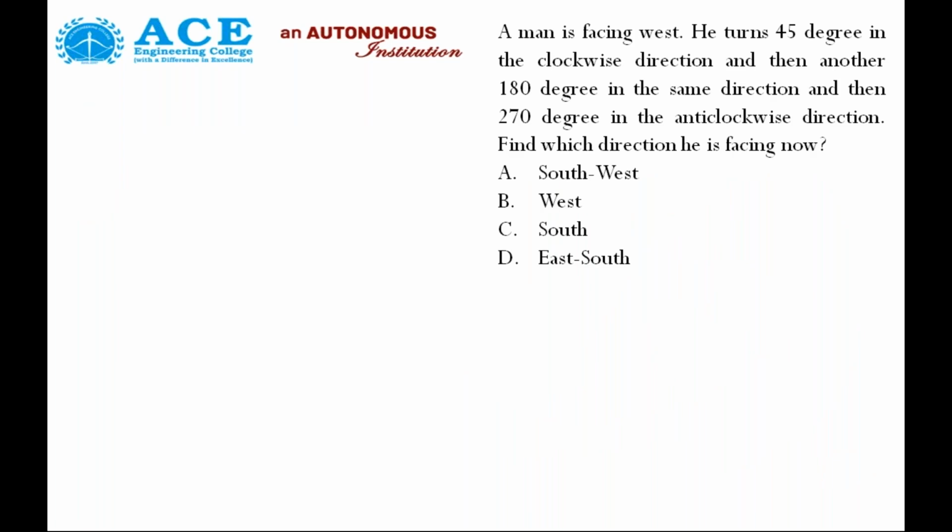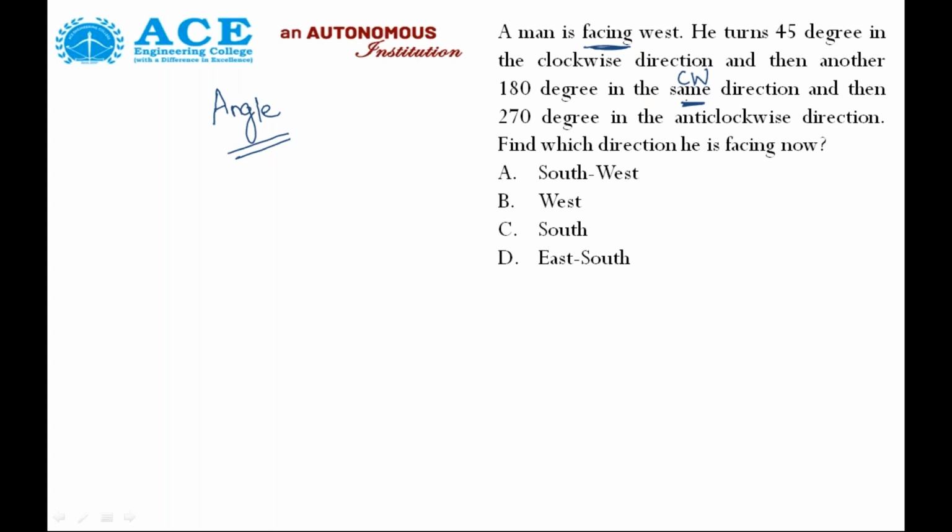Now see this first question, only one question related to angle. Okay, no need to waste your time. So related to angle, only one question we are discussing now. So here, a man is facing west direction. Okay, he is going 45 degrees clockwise, and then another 180 degrees in the same direction. Same direction in the sense again clockwise. Then 270 degrees anti-clockwise.